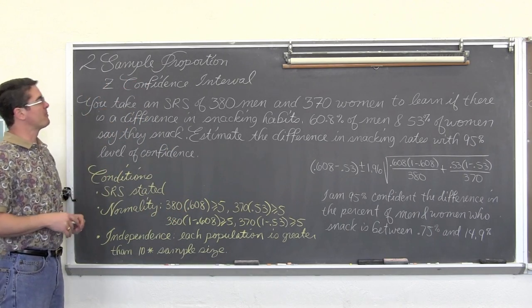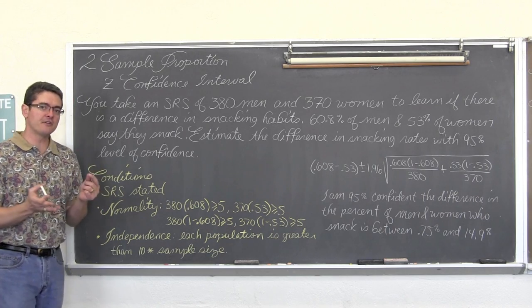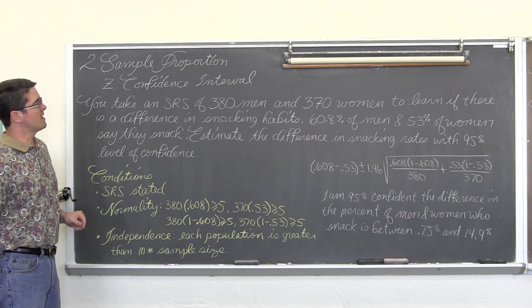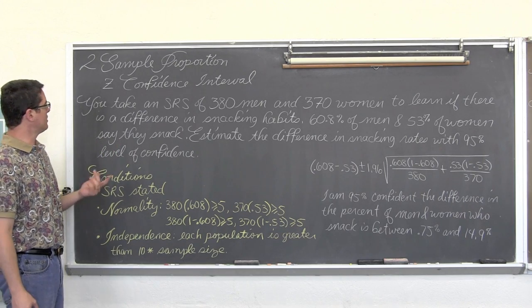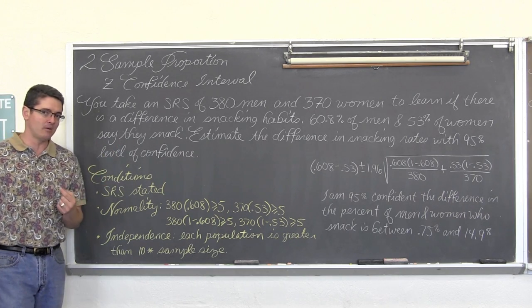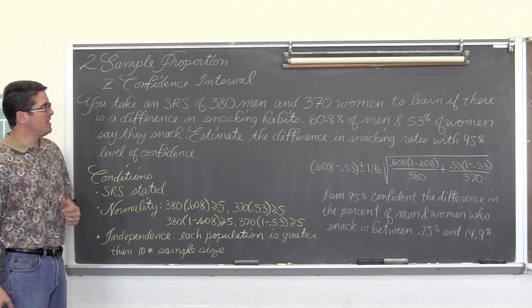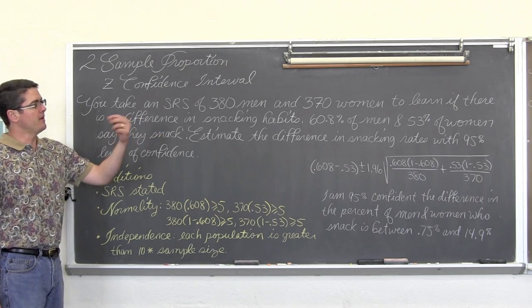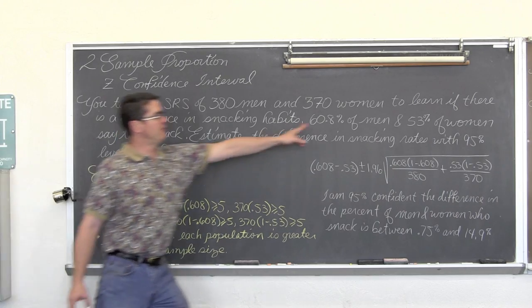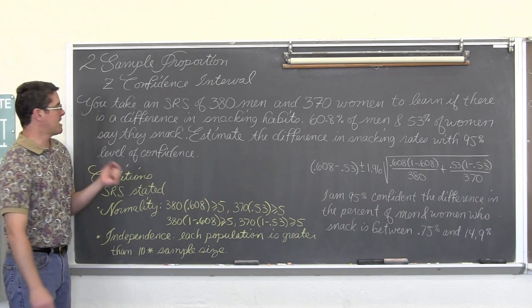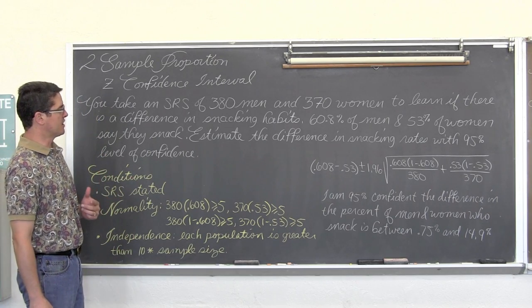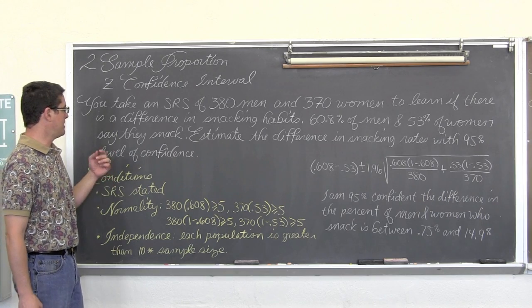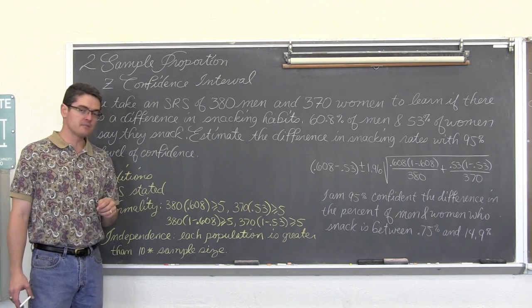So we're going to do a 2 sample proportion z confidence interval. You take an SRS of 380 men and an SRS of 370 women to learn if there is a difference in snacking habits. Well, you learn that 60.8% of the men and 53% of the women say that they snack through the day between meals. Estimate the difference in snack rates with a 95% level of confidence.